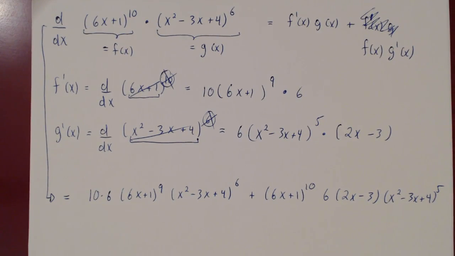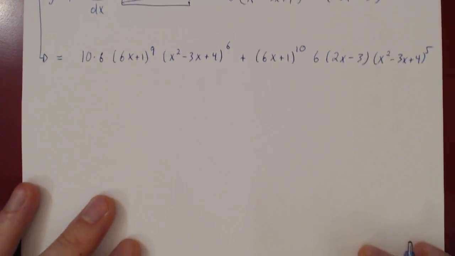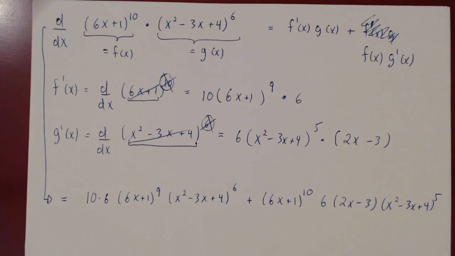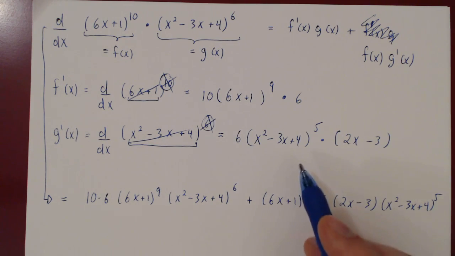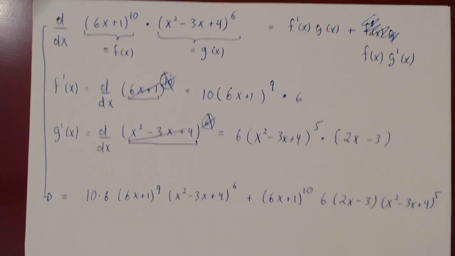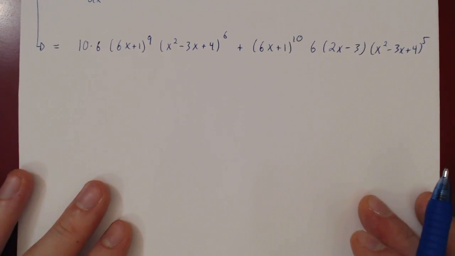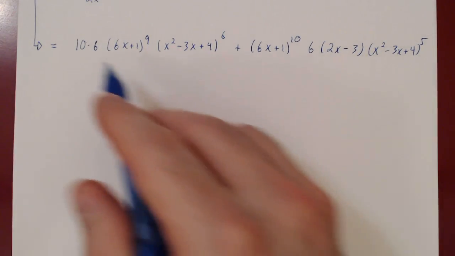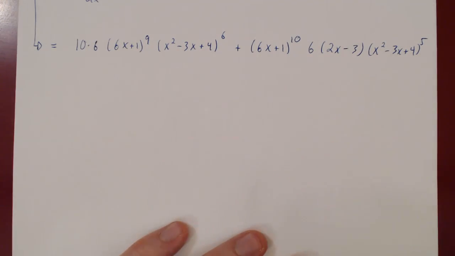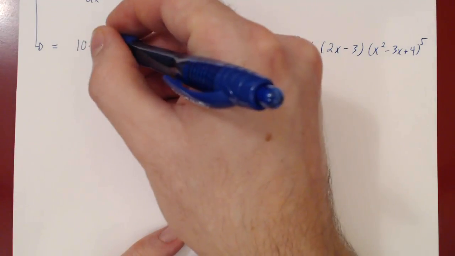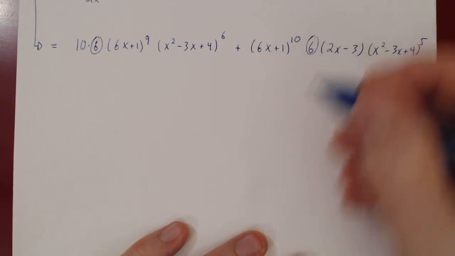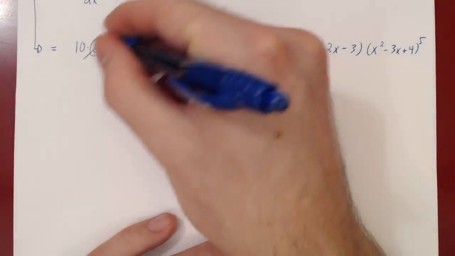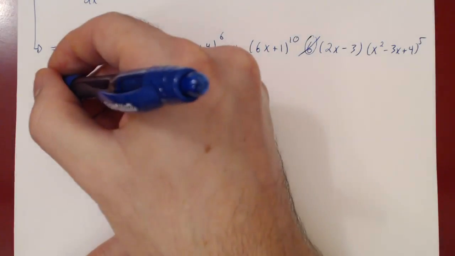And now here we have a sum of two terms. Let's go up, right? g prime, 6 times (2x minus 3) times (x squared minus 3x plus 4) to the 5th power. And now we're done with the differentiation. The rest is algebra. And again, when you want to simplify a sum of two completely factored expressions, you pull out as many common factors as you can. Well, if you look, there's a 6 here and a 6 here. So we can factor that out. We take it away.